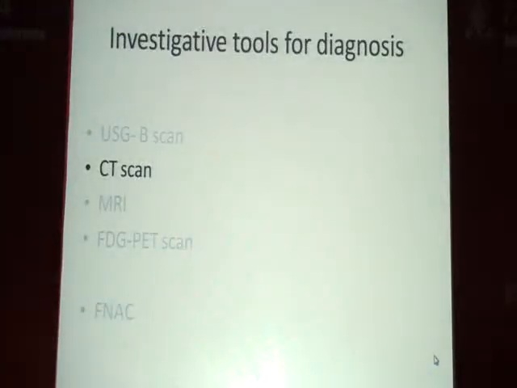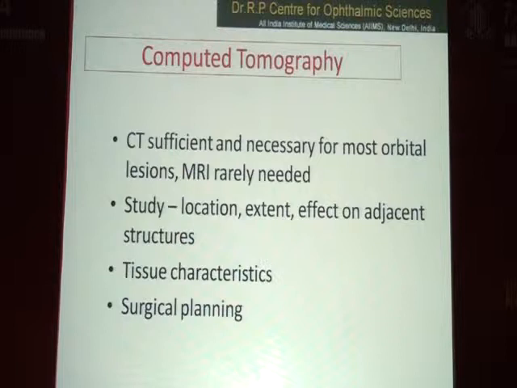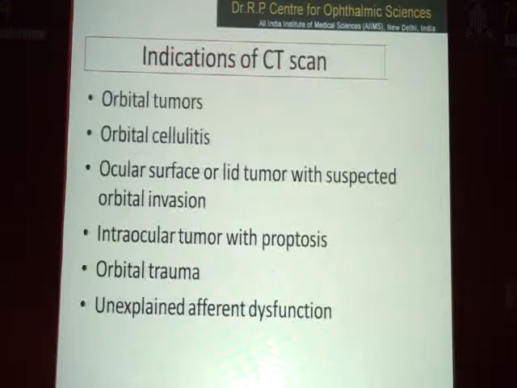The next investigative tool for diagnosis that I'll be covering is CT scan of the orbit, which is a very valuable and handy tool. Now, CT is sufficient and necessary for most orbital lesions, and it suffices here to say that MRI is rarely needed. CT tells you about the location, the extent, and the effect on adjacent structures. The tissue characteristics can be noted on CT, and it helps in surgical planning, for example, the approach that one should take for an orbitotomy.